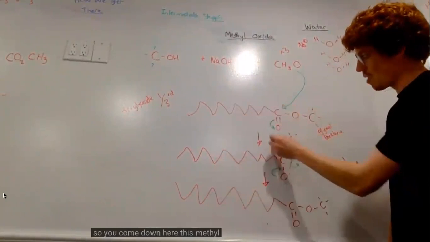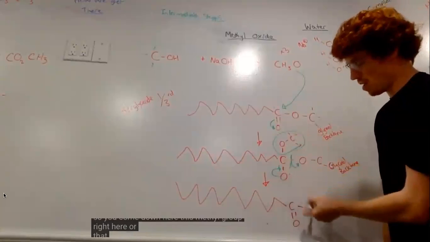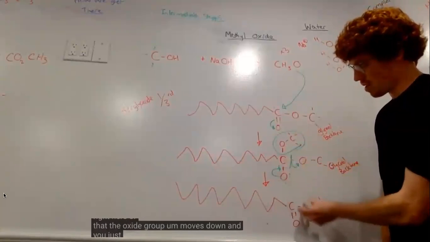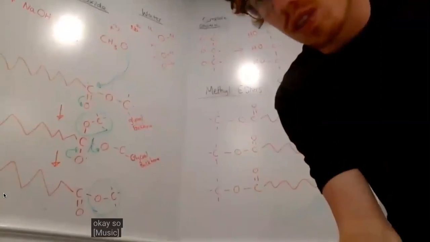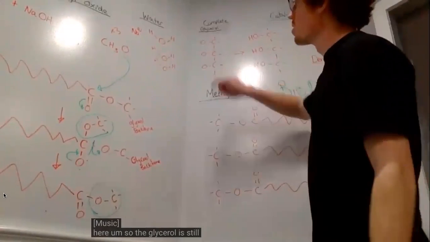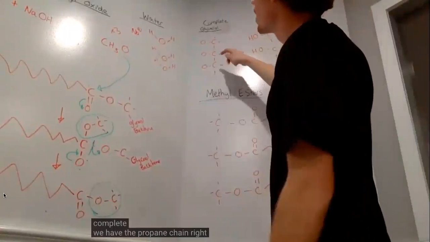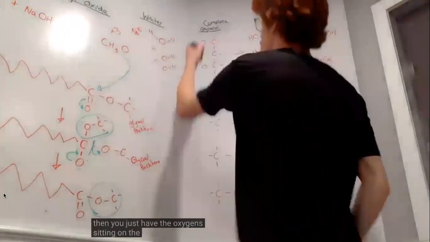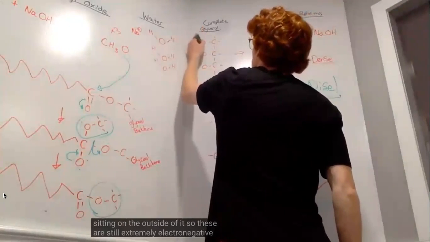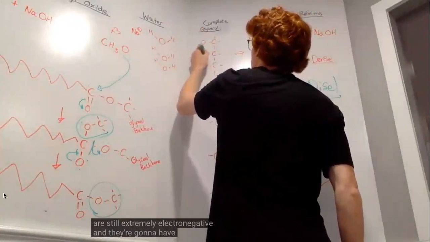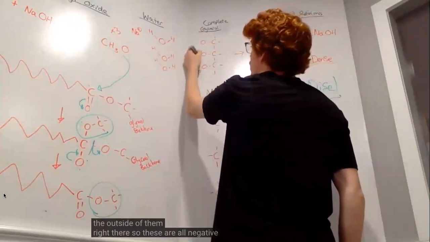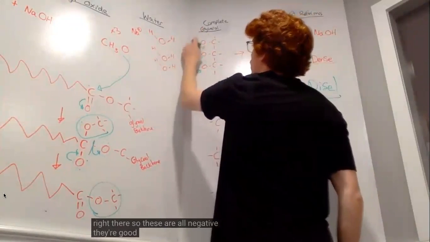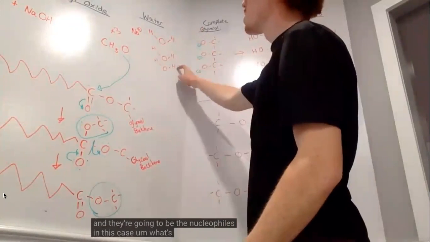So you come down here, this methyl group right here, or methyl oxide group, goes down. So here, the glycerol is still complete. We have the propane chain right here, and then you just have the oxygens sitting on the outside of it. So these are still extremely electronegative. They're going to have 6 electrons on the outside of them, right there. So these are all negative. And they're going to be the nucleophiles in this case. It's going to accept the electrons.